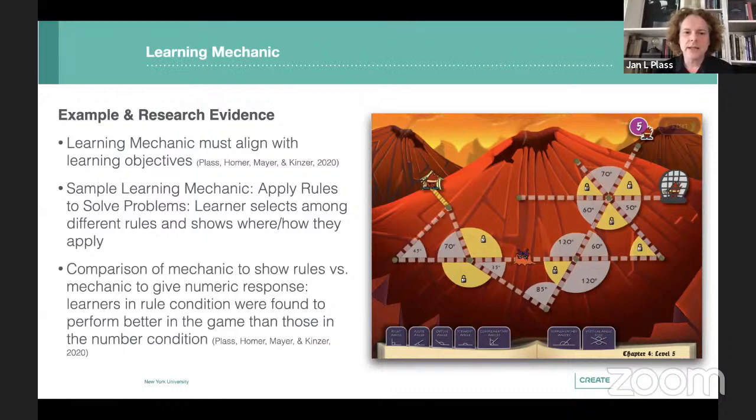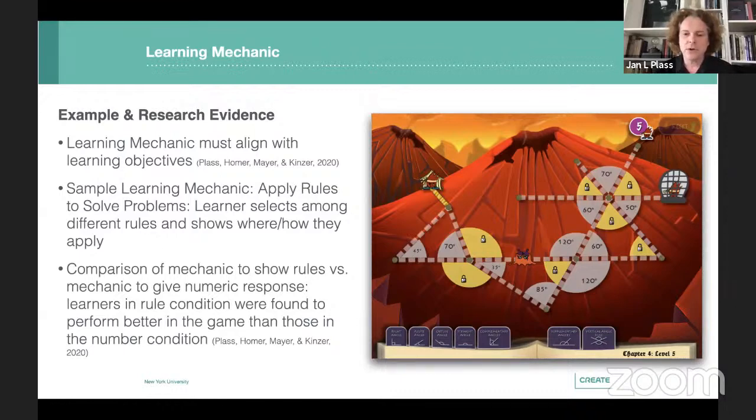And so in order to align the learning mechanics with the learning objectives, the goal really is to understand the rules that I need to apply: supplementary angle rule, complementary angle rule, etc. So what the learner then should do is select amongst different rules, and you see that at the bottom of the screen. And that would be a learning mechanic aligned with the goal.